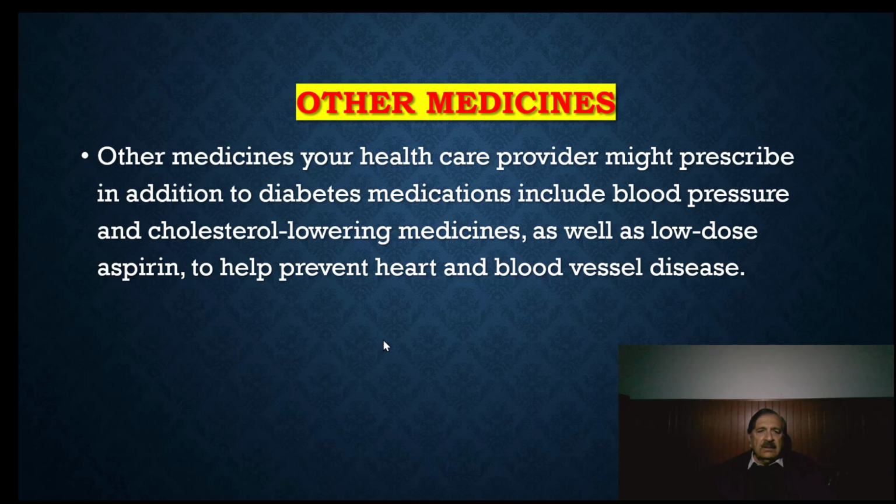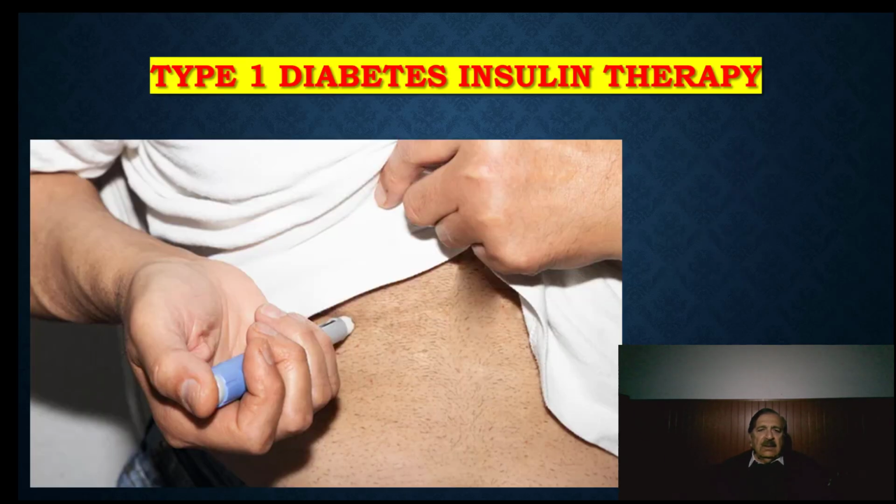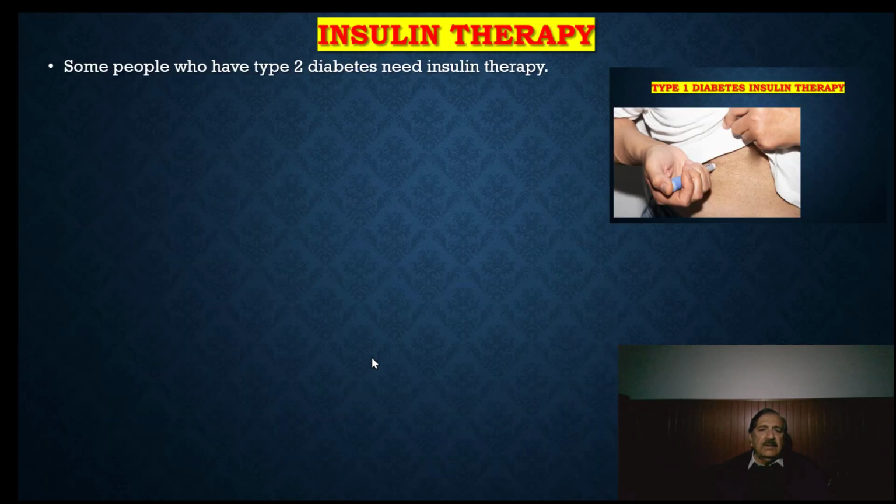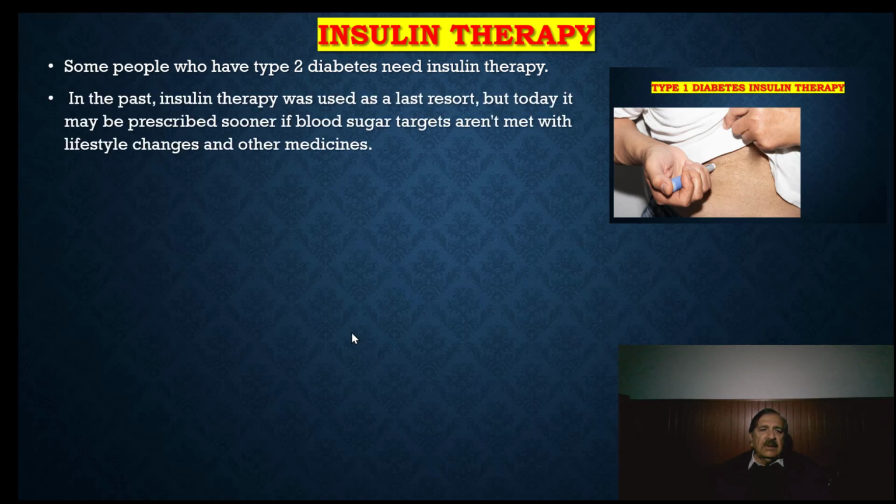Other medications your healthcare provider might prescribe in addition to diabetes medication include blood pressure and cholesterol-lowering medicines, such as low-dose aspirin, to help prevent heart and blood vessel disease. Insulin therapy. Some people who have type 2 diabetes need insulin therapy. In the past, insulin therapy was used as a last resort, but today it may be prescribed sooner if blood sugar targets aren't met with lifestyle changes and other medicines.